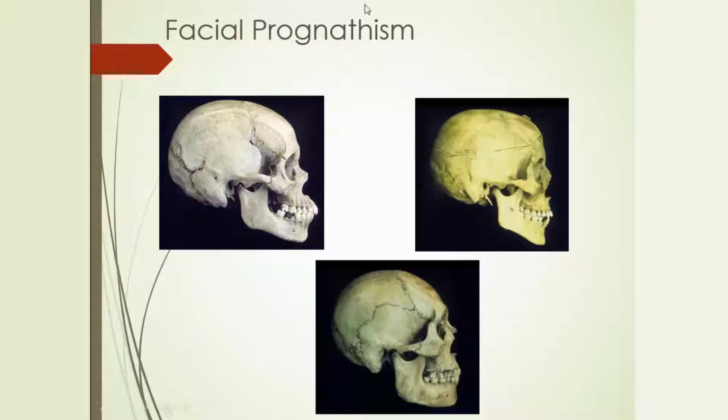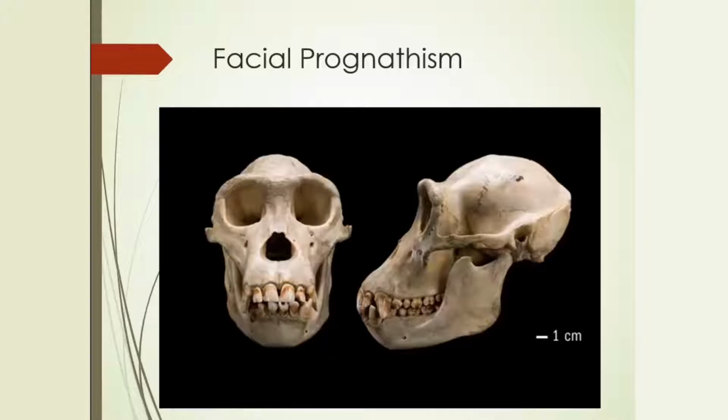Again, you can take a look at your slides and notice that there are three different modern day Homo sapiens on this slide of different ancestries, and you can see the human variation there in facial prognathism. Some humans portray a little bit more facial prognathism than others. And here's another example of facial prognathism on the chimpanzee. You can see how it looks like someone took the face and completely pulled it out from the mid-face, from the skull vault.